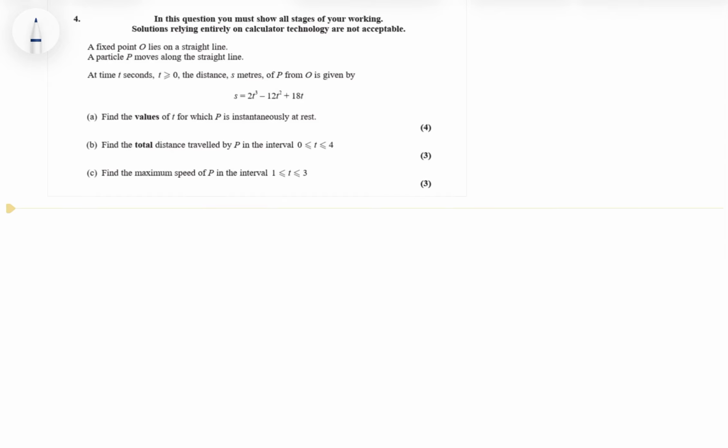Question 4 says particle P is moving on a straight line from a fixed point O, and the displacement function is given. So this is a variable acceleration question. The displacement function is given as 2t cubed minus 12t squared plus 18t. They want you to find the values of t for which P is instantaneously at rest.